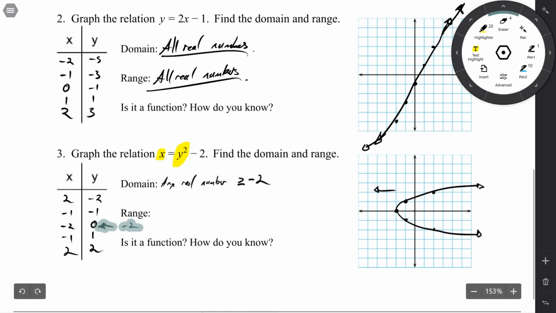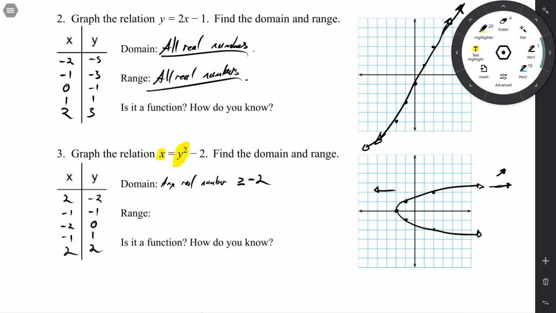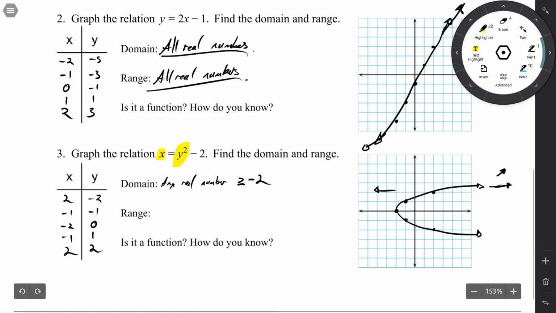What about the range? Is there any restriction as to what we can do? It definitely gets really, really flat over here, but it's always increasing just a little bit. We can get to any number. It might take an astronomically large x to get there, but we can. So that's any real number here. There's no real restriction for the range on this relation.